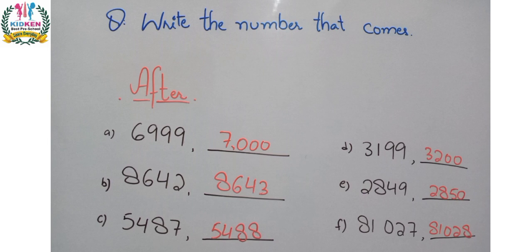Part E is 2849. So simply we can add 1 to 49. Then it comes to 50. Our solution is 2850. Our F part is 81027. So we can add 1. So our solution is 81028.